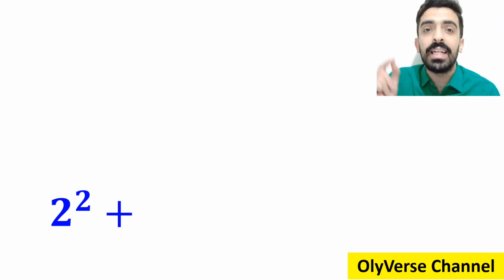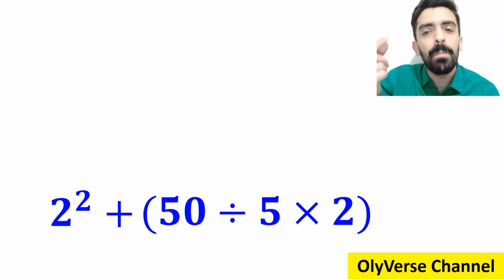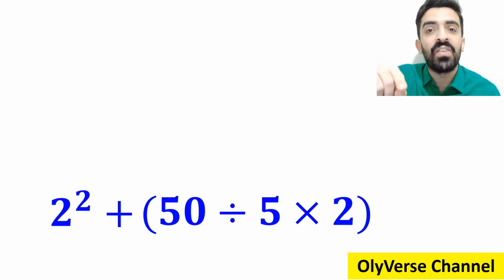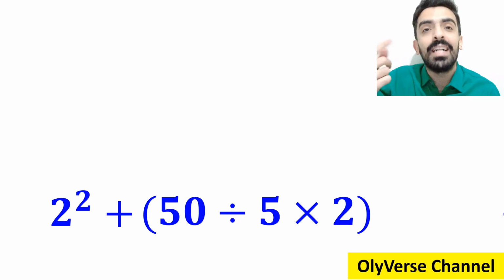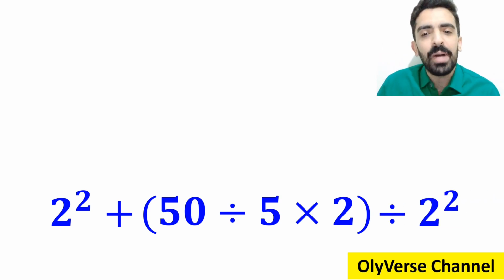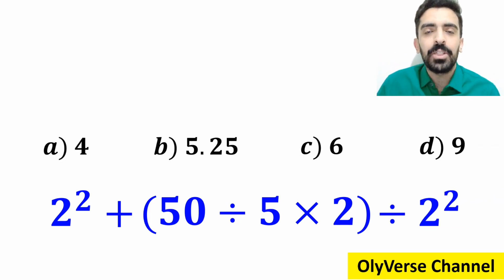What is the value of the expression 2 squared plus (50 divided by 5 times 2), then divided by 2 squared? Which option do you think is the correct answer to this question?